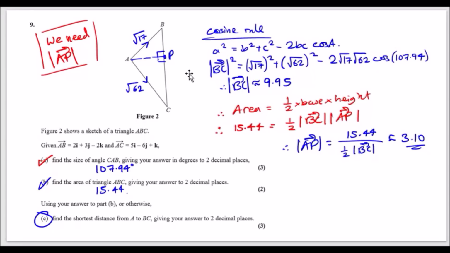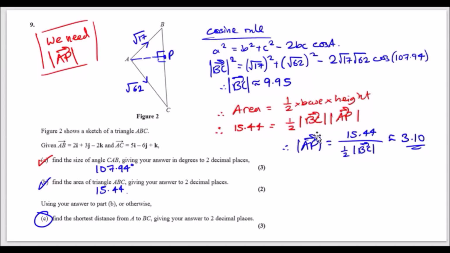Now, what do we have to do? Essentially we need to find the length of AP. There's a cool way to do this. It took me a while to think about, but I'm just using the area of a triangle idea. Since we have a vertical height, we have a base here and a vertical height, and the area of this triangle, as we deduced, was 15.44. So half base times height is 15.44. Our base is BC, our height is AP, and the area is 15.44. Now we just plug it all in.